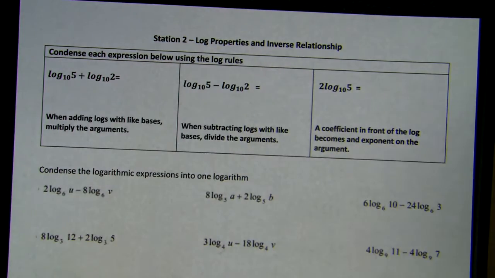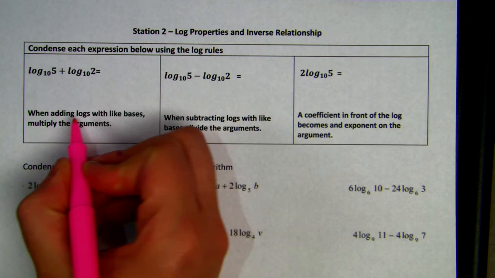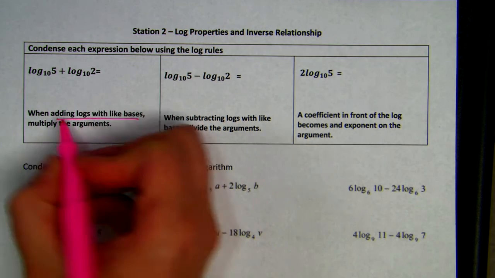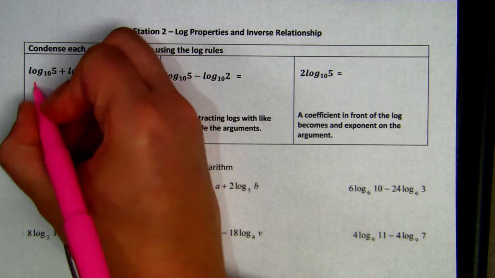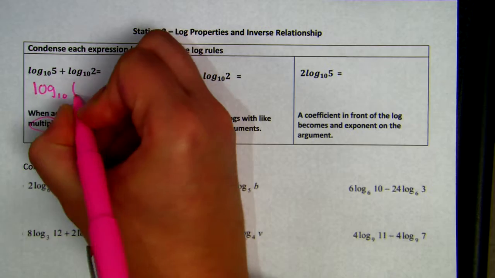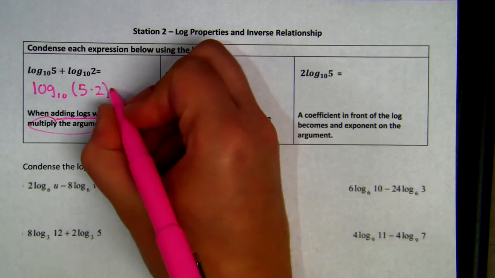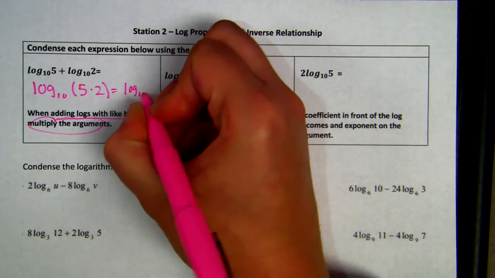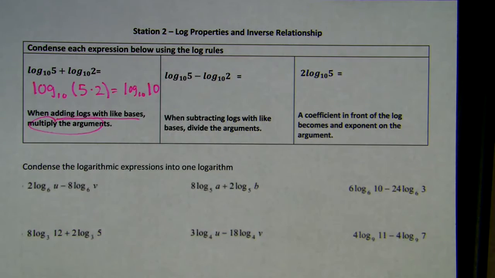This is a throwback to log properties and the inverse relationship. We have log base 10 of 5 plus log base 10 of 2. When adding logs with like bases, multiply the arguments. So I'm going to multiply my arguments: log base 10 of 5 times 2 equals log base 10 of, what's 5 times 2? 10. So that's a good way to start this one.